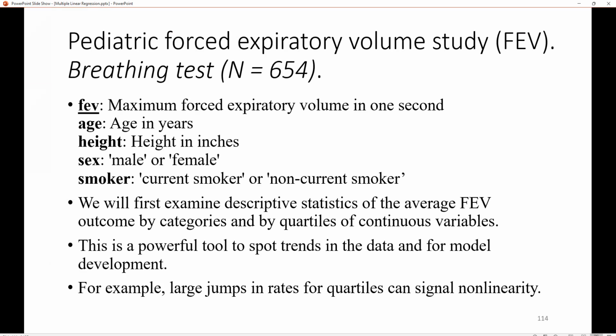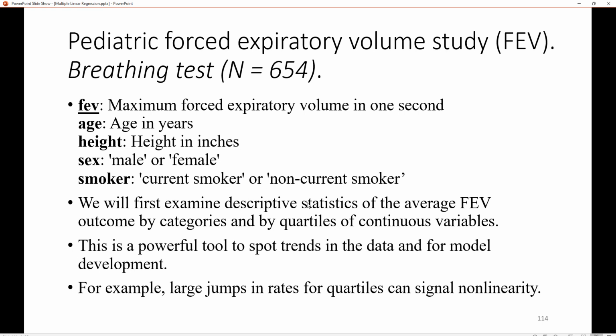And so in our first study, we'll do the pediatric forced expiratory volume study, or FEV. We have a sample size of 654. Our variables are FEV, which is the maximum forced expiratory volume in 1 second, age, height, sex, and an indicator on smoking, whether they're a current smoker or non-current smokers.